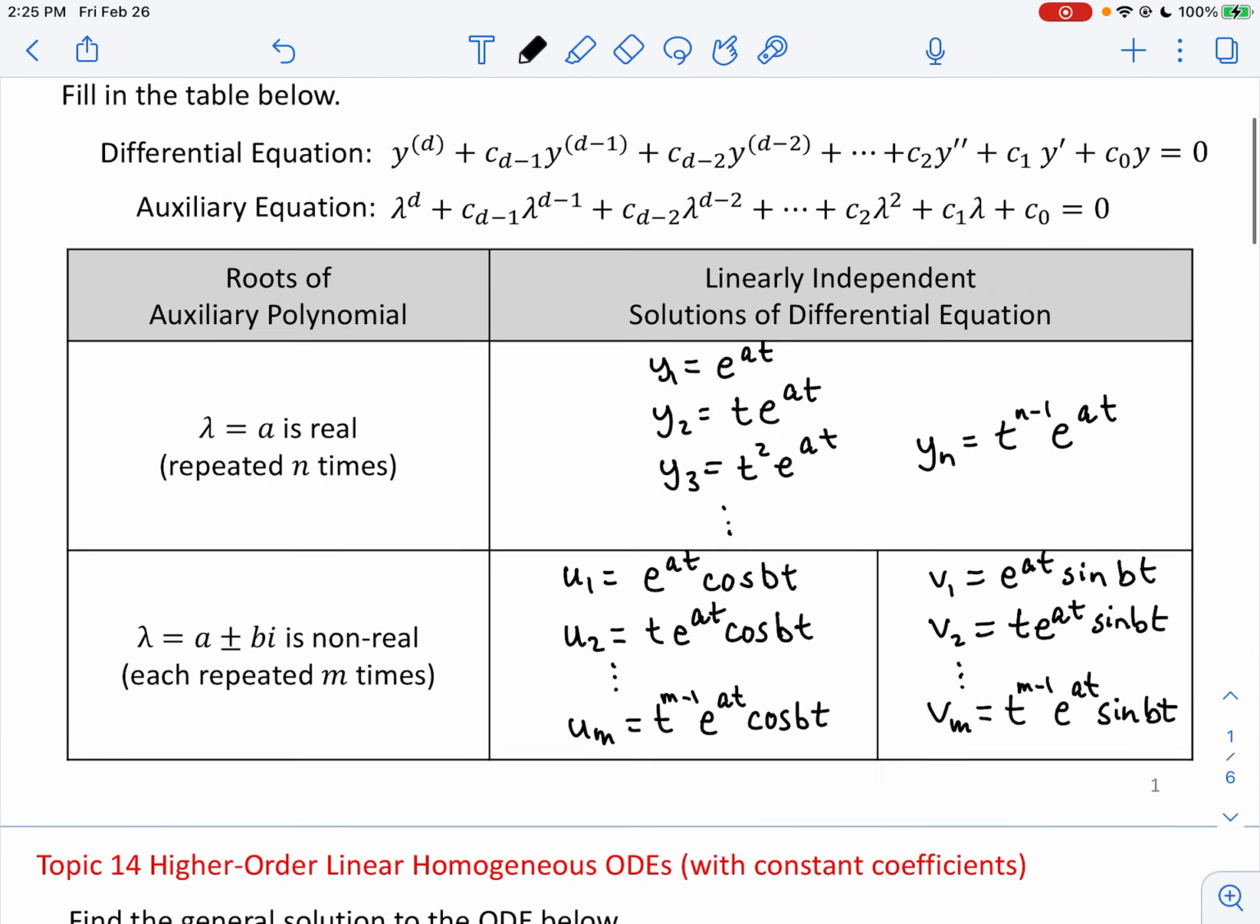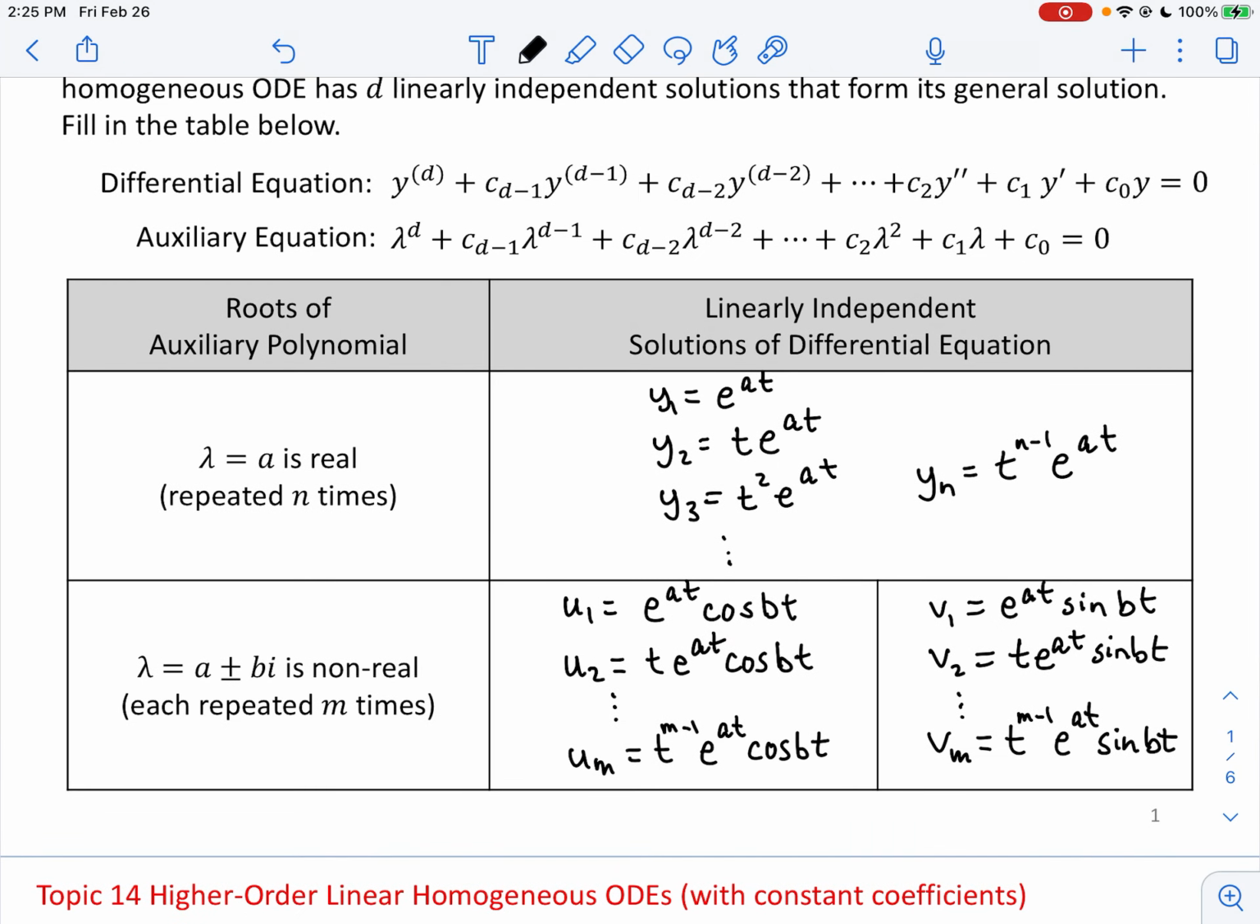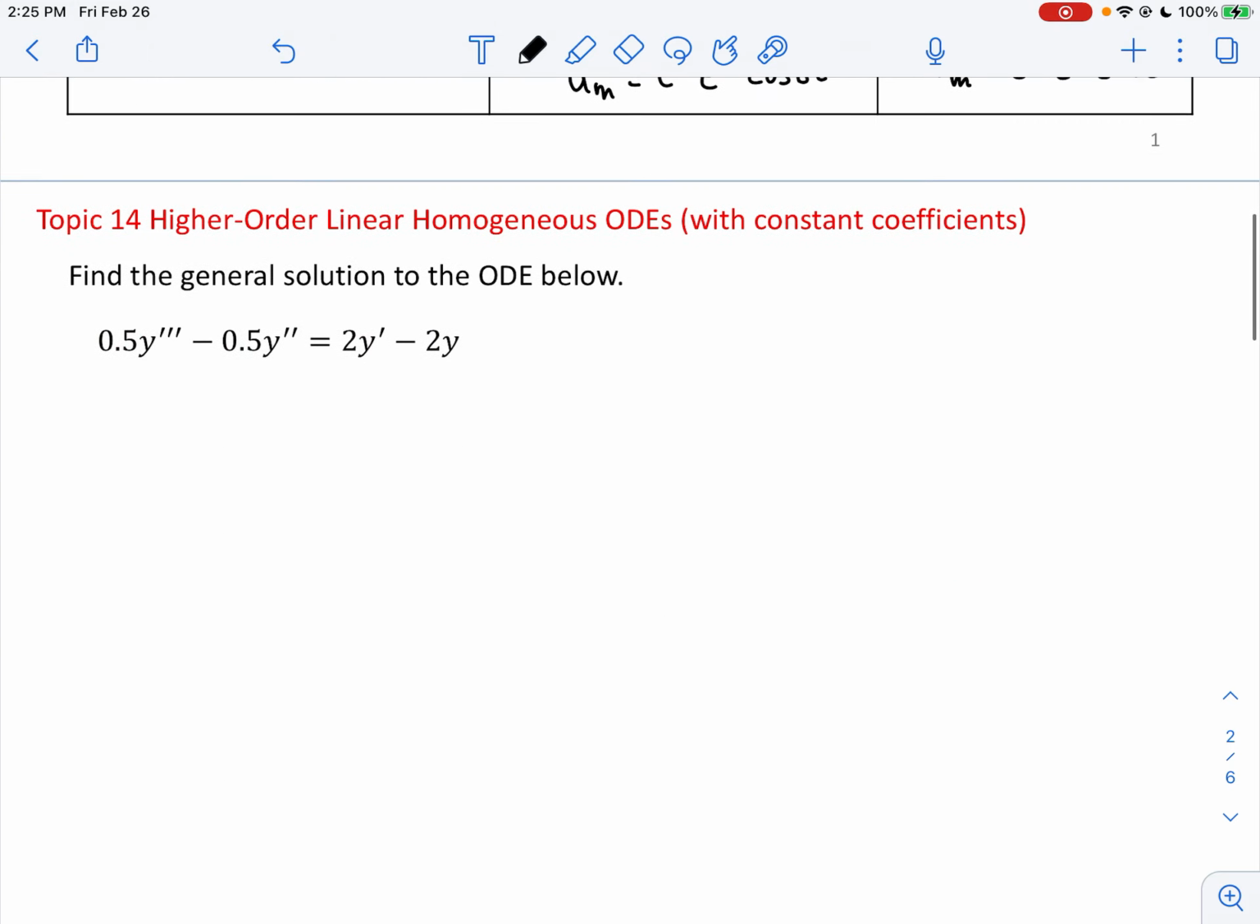Okay. And now let's put this to practice. The rest of the lecture will just be finding general solutions to various higher order differential equations that are linear and homogeneous with constant coefficients.